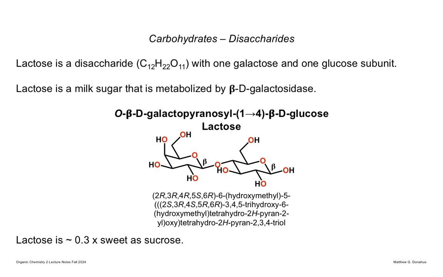So another disaccharide is lactose, and so now the difference here is you have the C4 epimer of glucose, that's called galactose, bonded through a 1,4 linkage to glucose. So now we have two different saccharides making up that disaccharide. So lactose is a milk sugar, and it's metabolized by galactosidase.